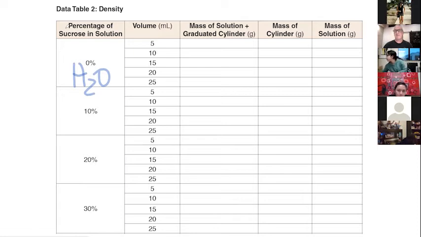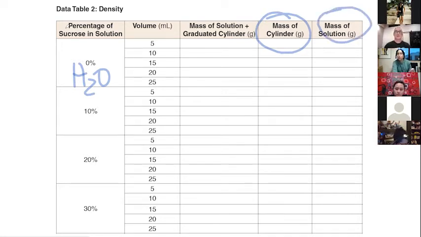We measure our 5 mL. We measure the mass of the solution in the graduated cylinder. We should have the mass of the cylinder empty by itself, and then we're just going to subtract the mass of the cylinder to get the mass of the liquid. And then for the 0, the 10, the 20, the 30, the 40, 50.